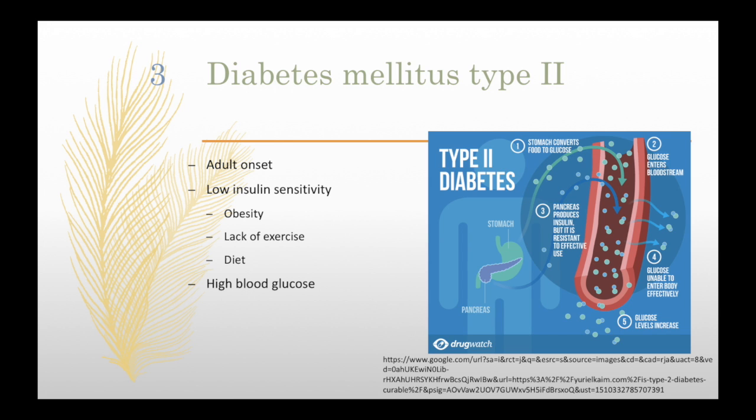An important disease associated with glucose metabolism is diabetes mellitus type 2. The reason why diabetes mellitus type 2 is important is because it's an adult-onset type of diabetes that affects over 30 million Americans today.